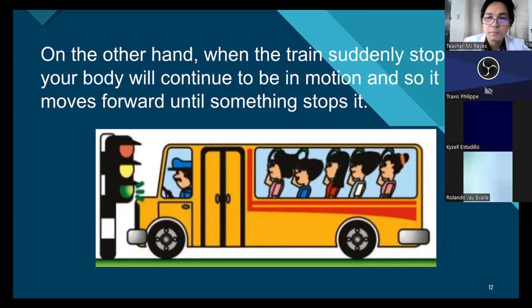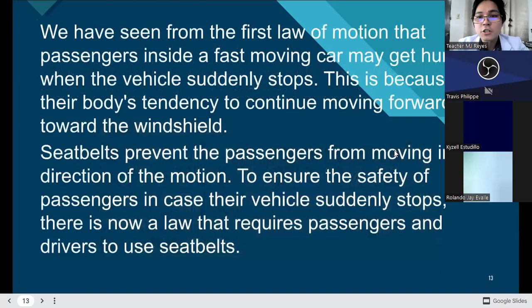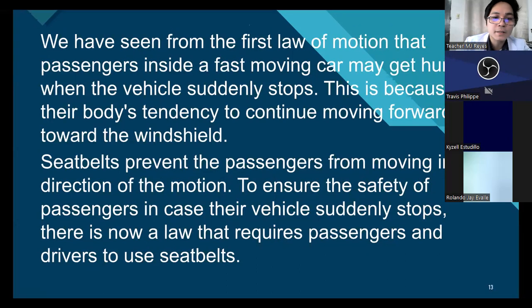Okay. We have seen from the first law of motion that passengers inside a fast-moving car may get hurt when the vehicle suddenly stops. This is because of their body's tendency to continue moving forward toward the windshield. Seat belts, just like what RJ told us a while ago via chat box, prevent the passengers from moving in the direction of the motion. To ensure the safety of the passengers in case their vehicle suddenly stops, there is now a law that requires passengers and drivers to use seat belts. This is for your own protection.